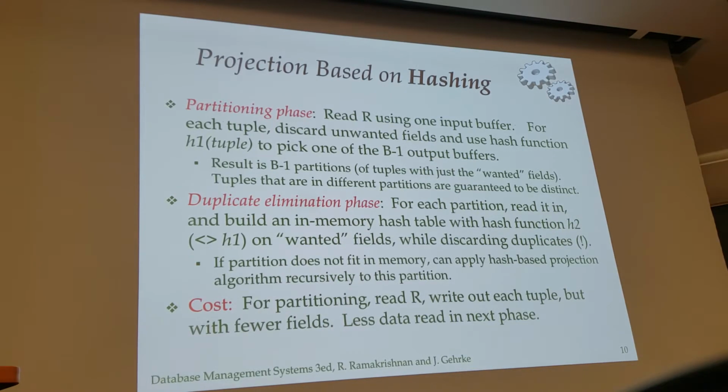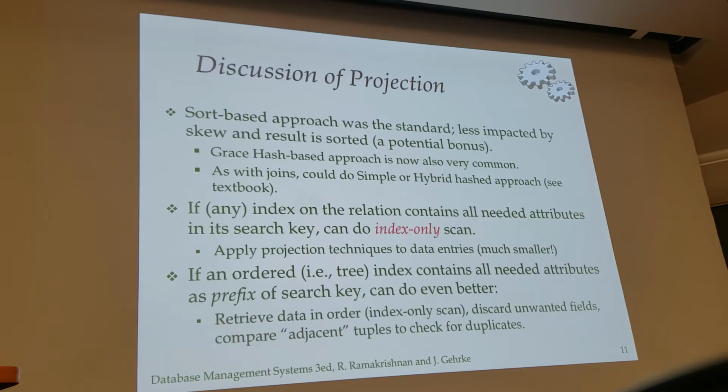Remember the bad case that I told you about, though. If everything skews and has the same value, it doesn't matter how many times you pick hash functions, they're all going to be placed inside the same area. You still have to deal with that case too. So the sort-based approach used to be the standard, and it doesn't get affected by that skew with the same value appearing a lot of different times. The result is going to end up being sorted.